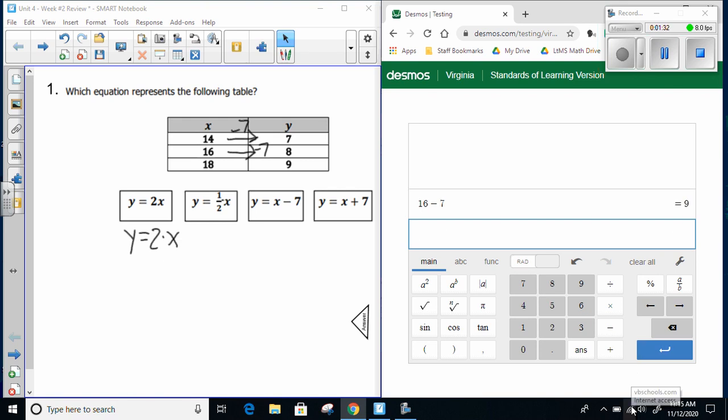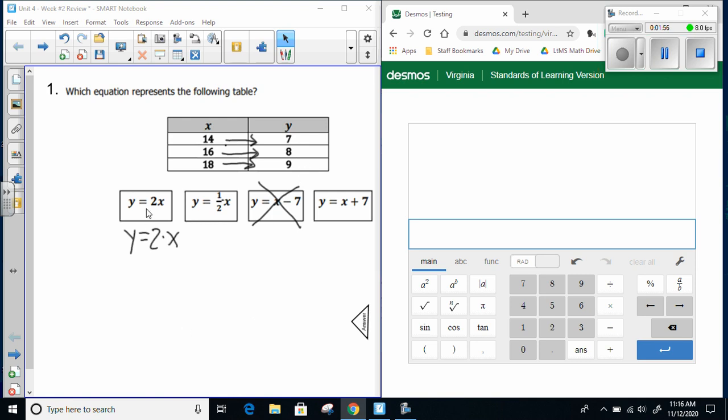And I got my answer as 9. The table says that the answer should be 8. So X minus 7 is not a good choice here. So we can eliminate that. So now let's try and figure out another equation that might work for every single row. What can we do to X that will give us Y? So right away, we noticed that minus 7 worked for the first row, but not for the other rows.